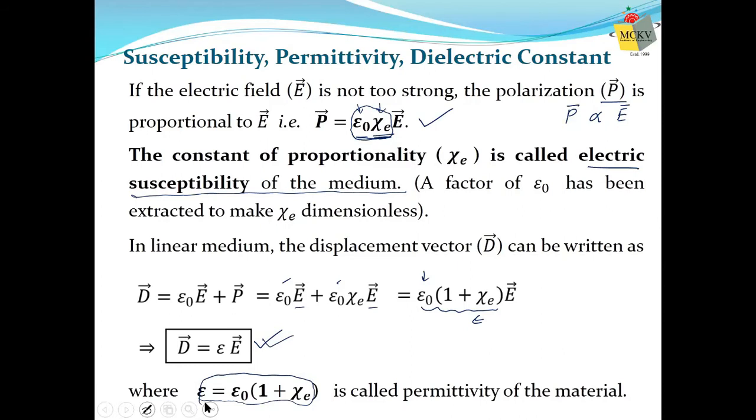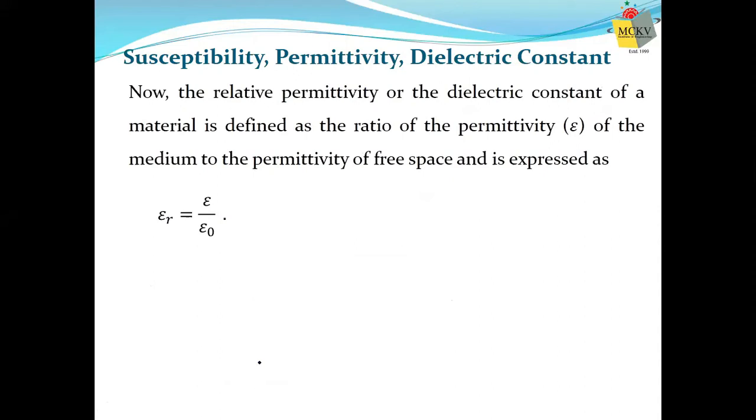So epsilon is also a characteristic, a property of the material, but it has unit. It's not a dimensionless quantity. And as I told you earlier, it is always easier to handle a dimensionless quantity. That's why we'll divide the permittivity by the free space permittivity, because both have the same unit, and that quantity is called relative permittivity.